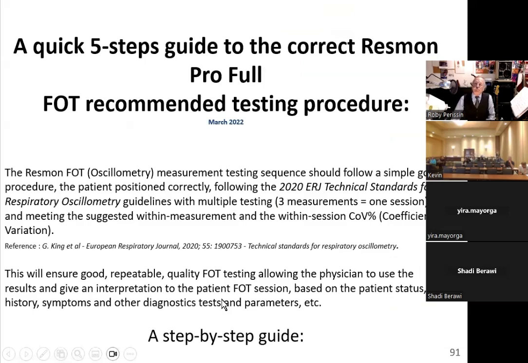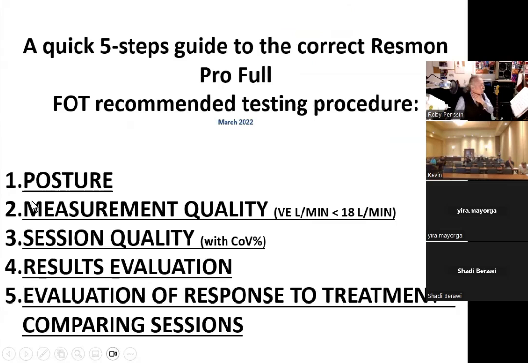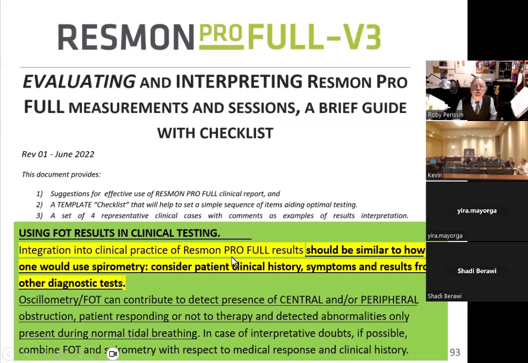We wrote the ultimate cheat sheet, the 5 step guide to perform the measurement, with good quality control. Check the posture of the patient, that the patient has a relaxed neck. Measure the patient, ensuring that the ventilation is low. Perform a second measurement, and now it becomes a session with coefficient of variation. Evaluate the result, give a treatment, and evaluate the response to treatment. That's all there is to do.